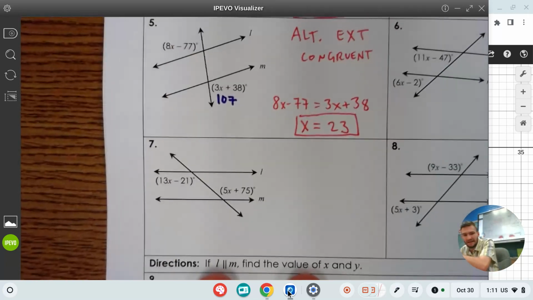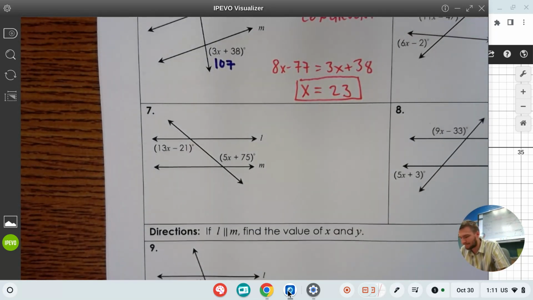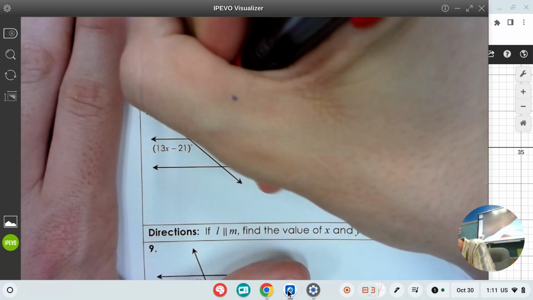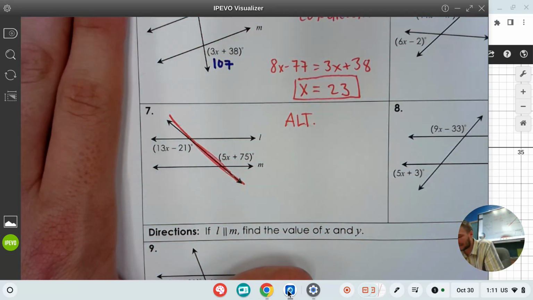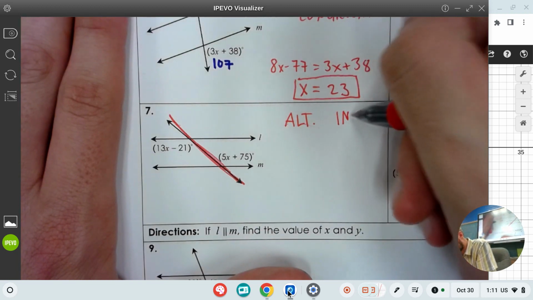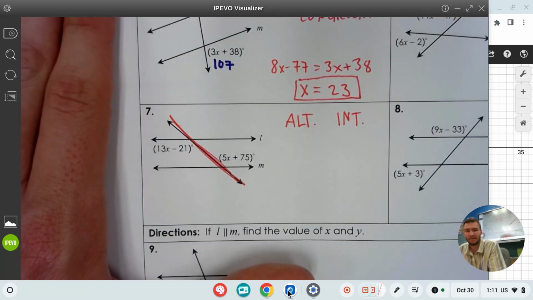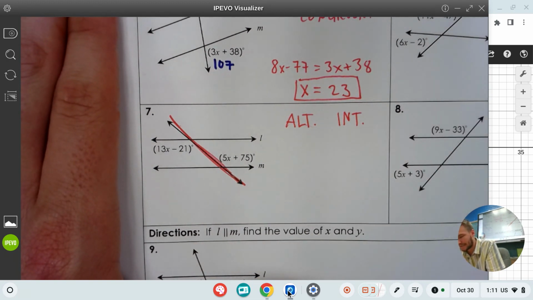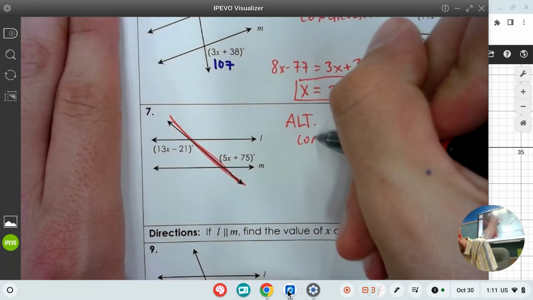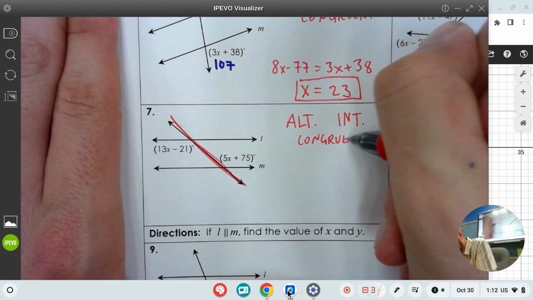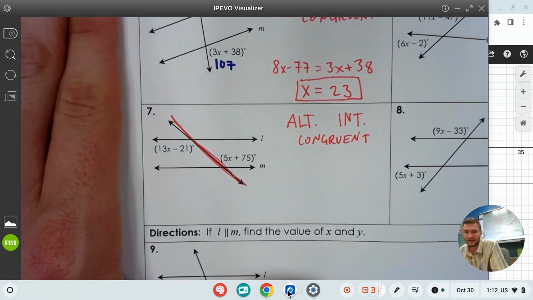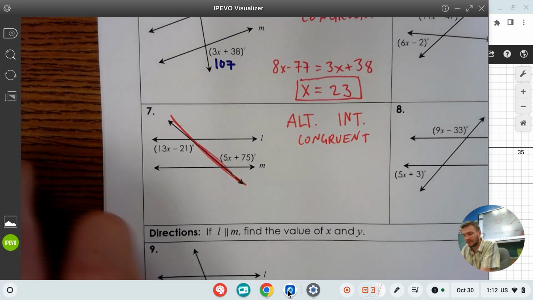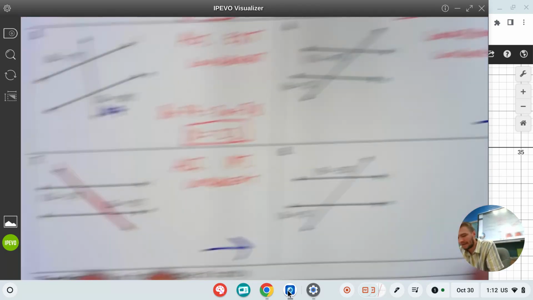Next, number 7. What do you think about number 7? These look alternate sides of the transversal. One's on the left, one's on the right. And these look interior because they're inside the parallel lines. So we're going to go with alternate interior. And what's up with alternate interiors? They're congruent. And guess what? We have done plenty of these. Put an equal sign in there. Get the x value. And if you need, put the x value back into the function. Good enough. Moving on.